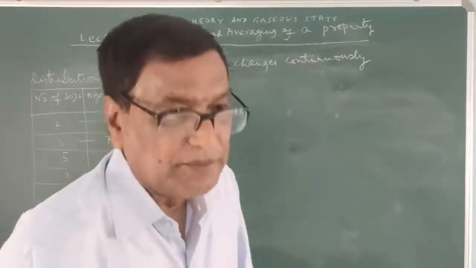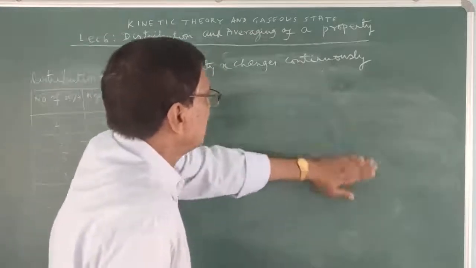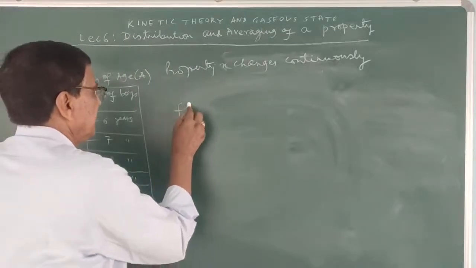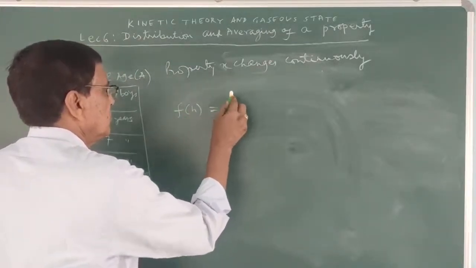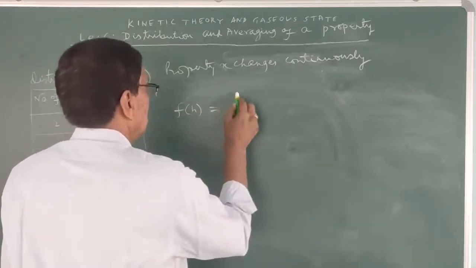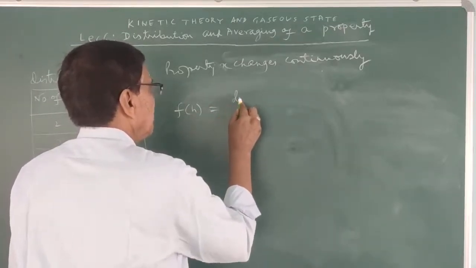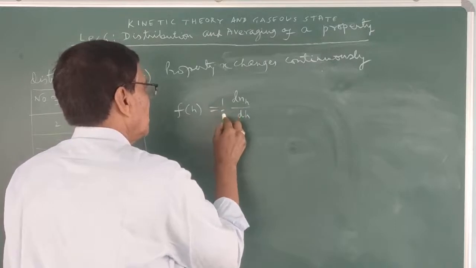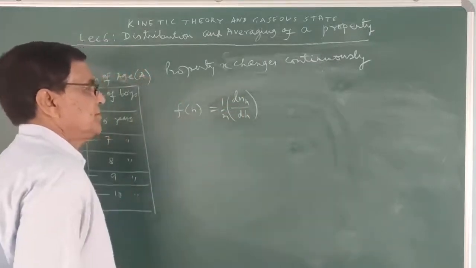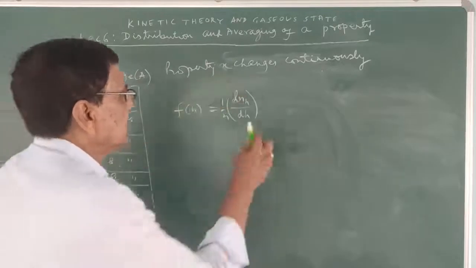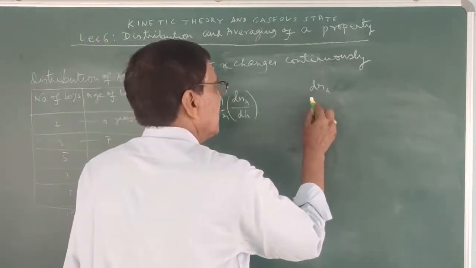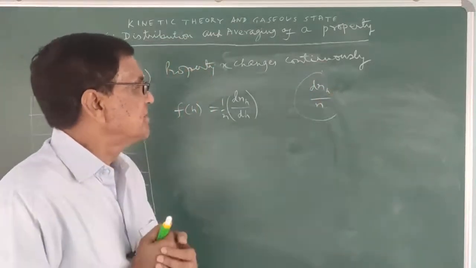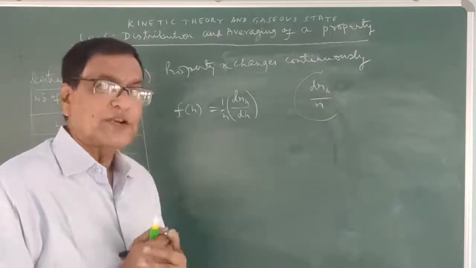We can cite some example. Say in a group of people, suppose f(h) equals dN(h) divided by dh and 1 by N. This is f(h). This is the probability dN(h) by N. This is the number of people having the height h, and divided by the total number of population.